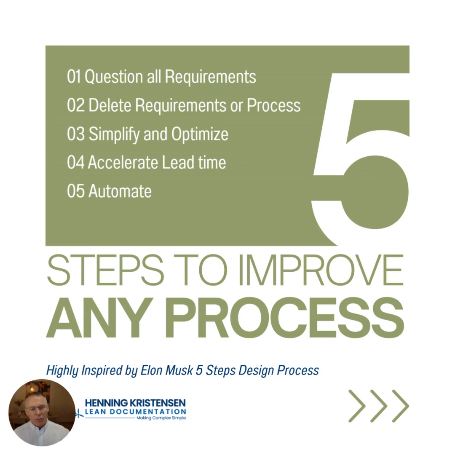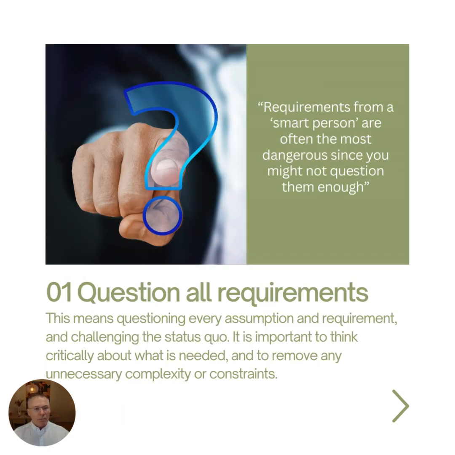And if I should mention 2 people who are good at simplifying and optimizing products or processes, then it's Elon Musk and Steve Jobs. And both of them were also very good at making money. So they did something right, and that we could learn from. So let's go to number 1.